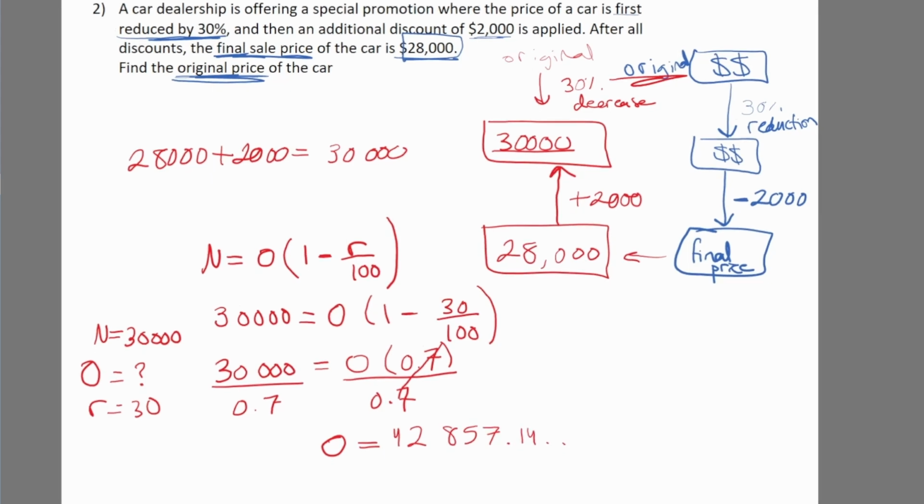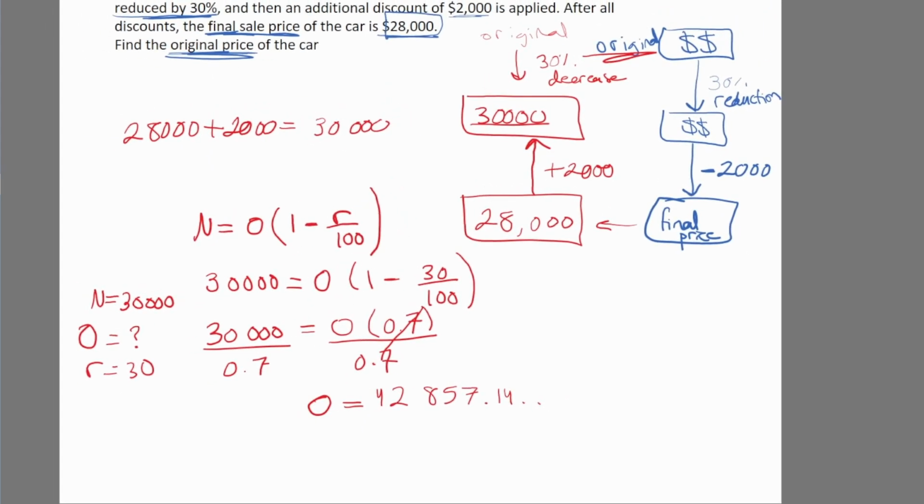42,857.14 and so on. Now, the question did not specify a degree of accuracy, so we will just do 3 significant figures. So this is the first significant, second significant, and third significant. So the 8, there's a 5 beside it, so it will be rounded up to 9. And these numbers over here will be turned to 0. So the final answer is $42,900. This was the original price of the car.